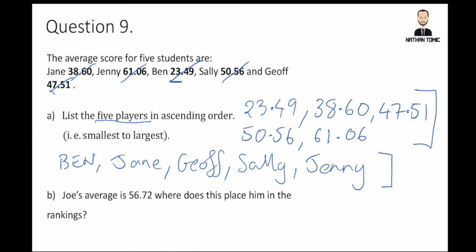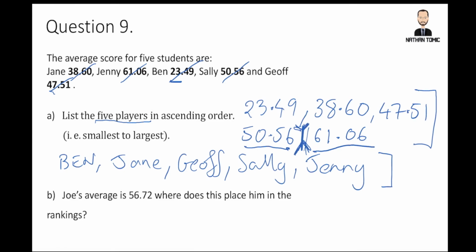B asks us to find out where Joe's average goes, because it says Joe's average is 56.72. So 56.72, if we look at our list up here, it would end up in this space here. All right, it would come into this space here because it's higher than 50.56, but it is less than 61.06. So Joe's score would go into this space here.